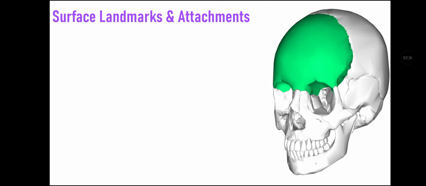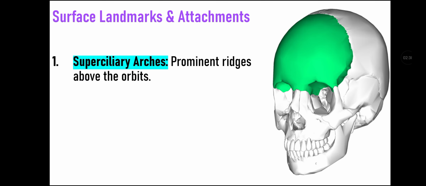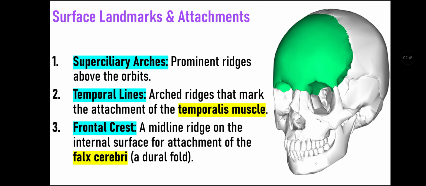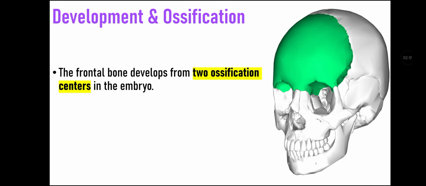Now let's talk about the surface landmarks and attachments of the frontal bone. First are the superciliary arches, that is prominent ridges above the orbits. Second is the temporal line, that is an arched ridge that marks the attachment of the temporalis muscle. Next is the frontal crest, that is the midline ridge on the internal surface for the attachment of the falx cerebri, that is the dural fold.